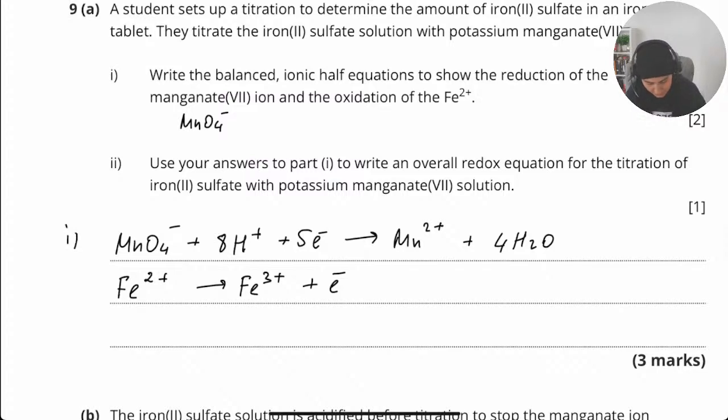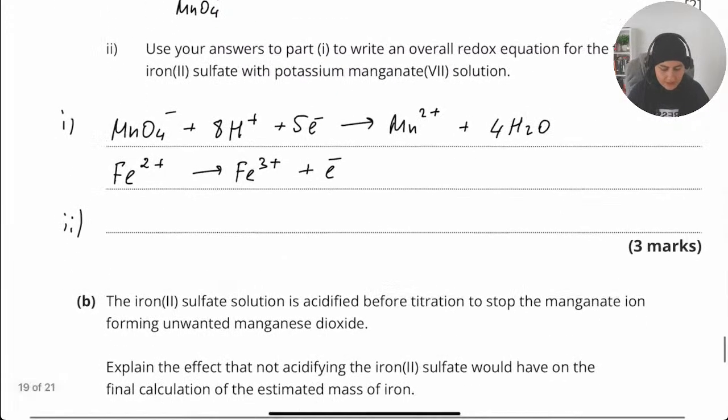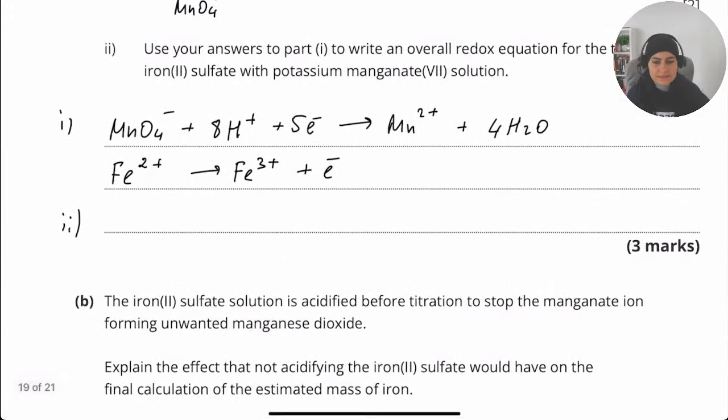Now part 2. To write the overall equation, I have to add both half equations, and I have to make sure that the electrons are cancelled out. So I have 5 electrons here, 1 here, which means that I have to multiply this one by 5 to make the electrons equal. So this becomes 5, 5, 5. And then I'm adding the left parts separately, and that equals the sum of the right parts. So I would add this plus this.